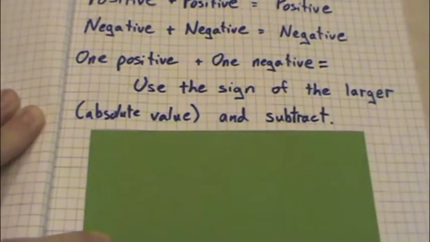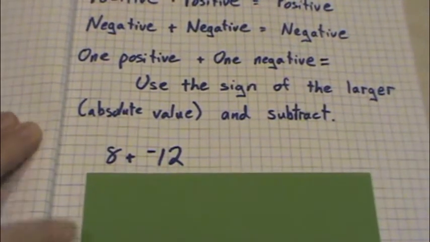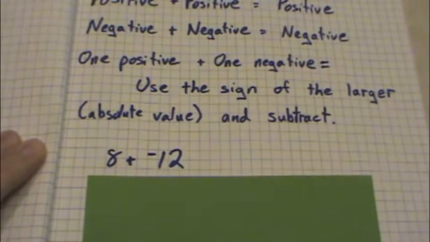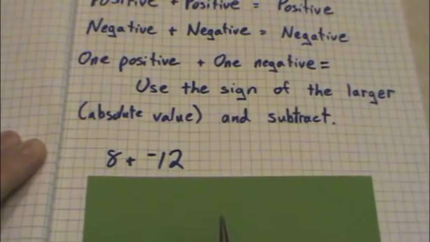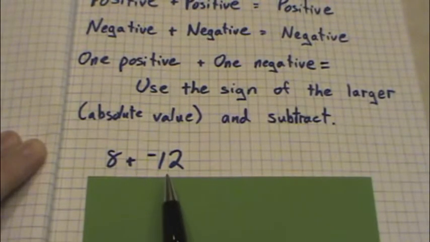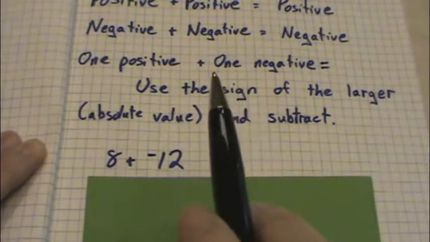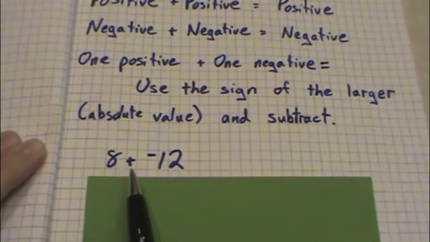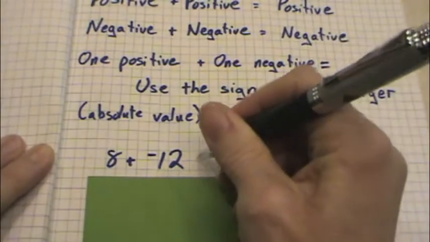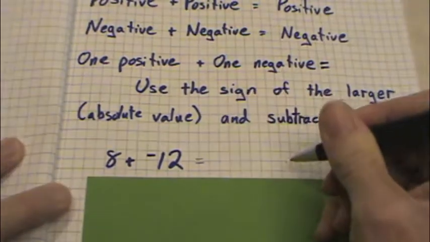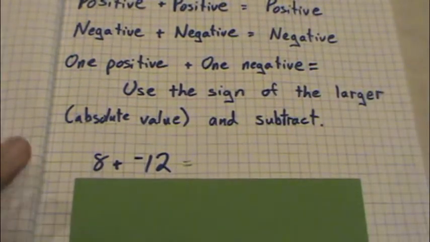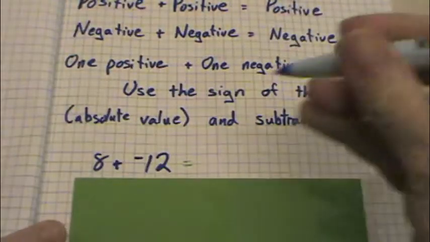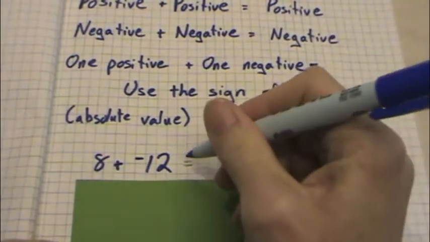What the heck do I mean? Take a look at these. 8 plus negative 12. Which number has the larger absolute value? 8 or negative 12? You are right. It is negative 12. So, this becomes... I'll do this in big marker so it's easy to see. 8 plus negative 12.